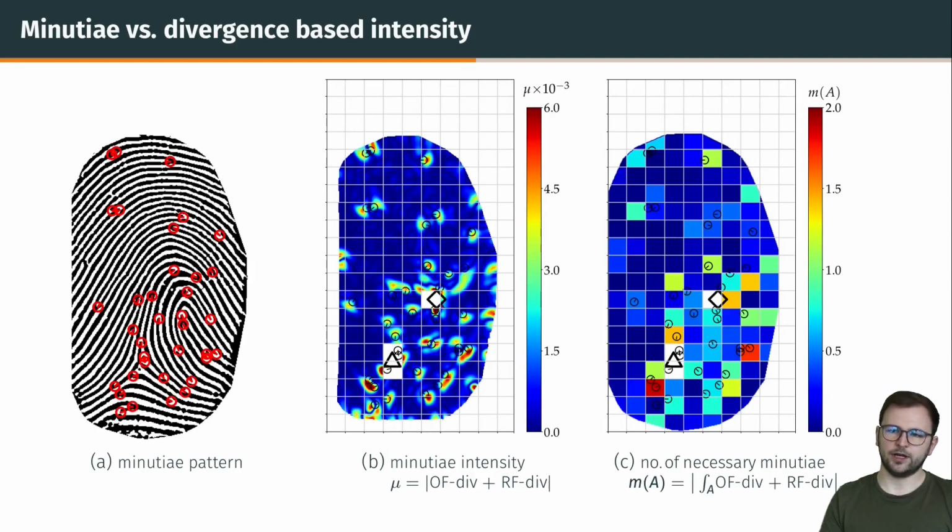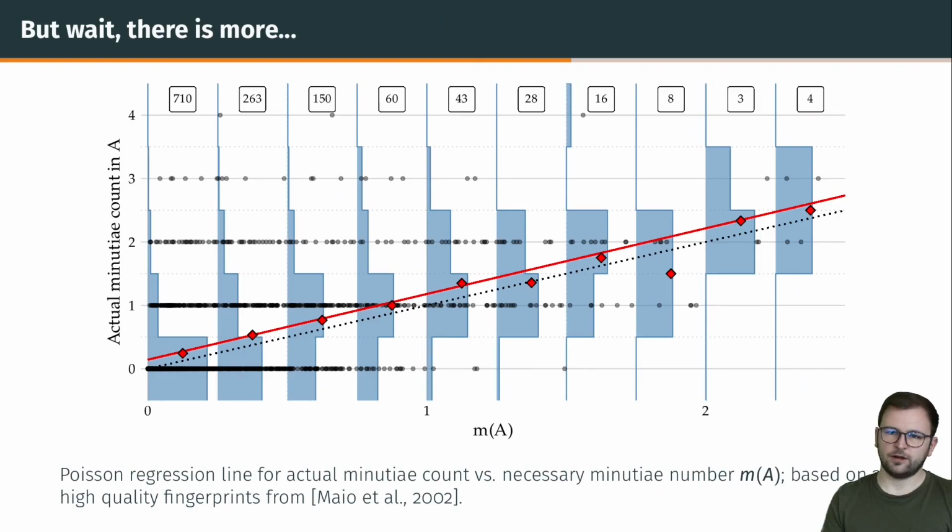And then we accumulated, so we integrated the minutiae intensity over this grid, and then we compared that with the actual number of minutiae. So the statistical analysis led to this following graphic.